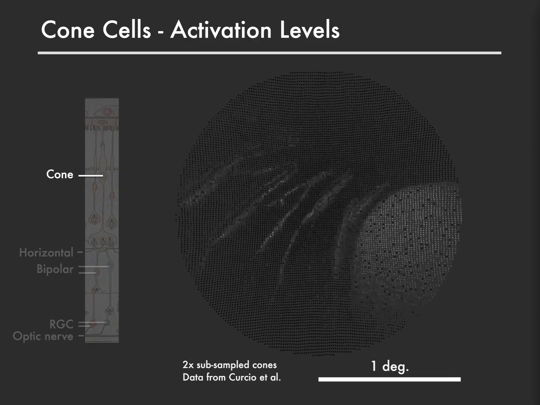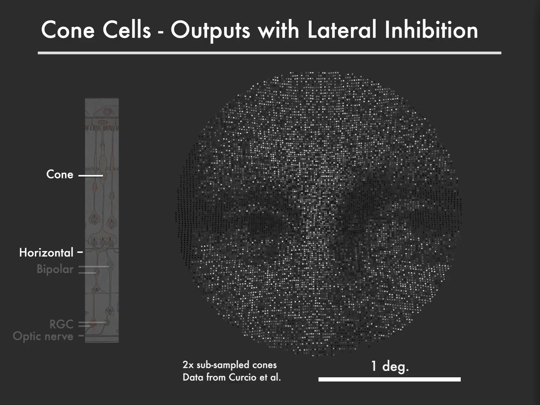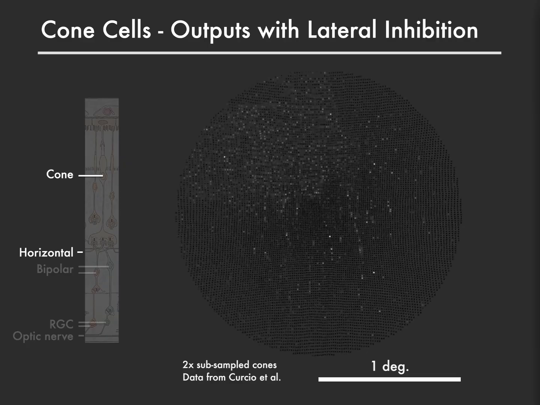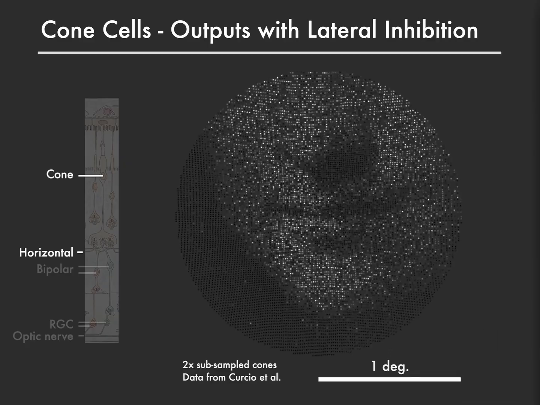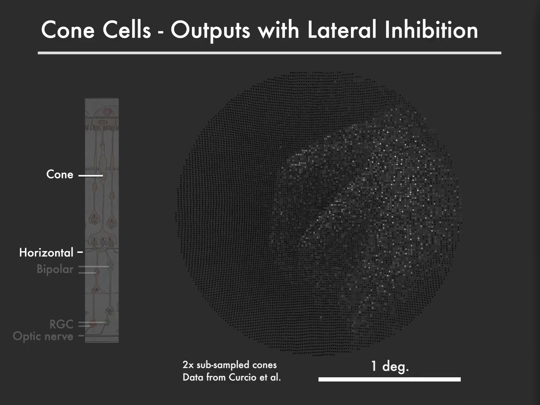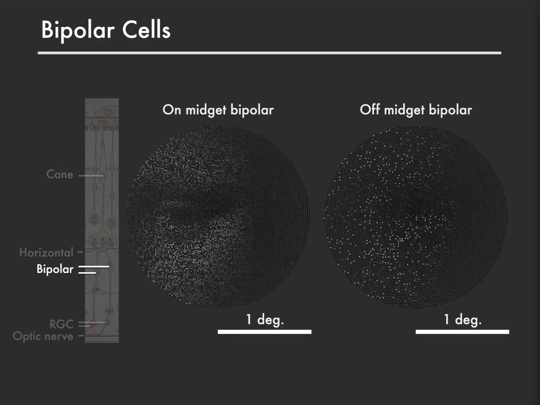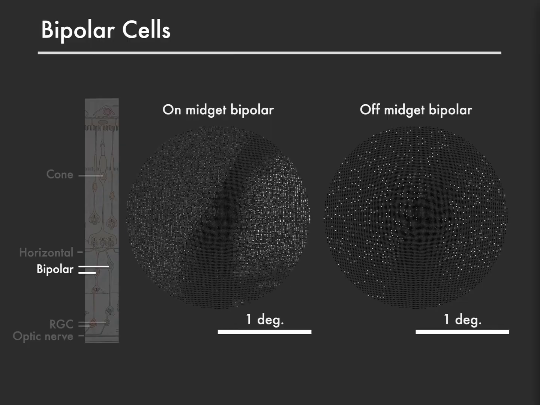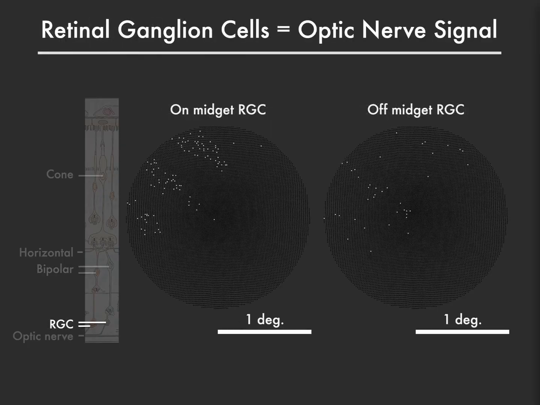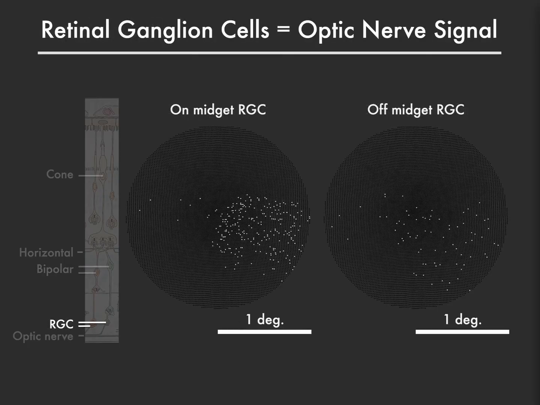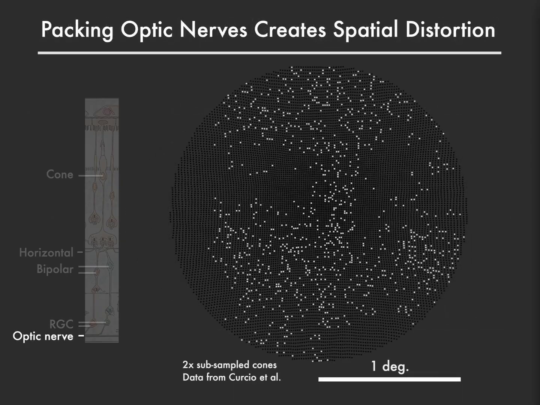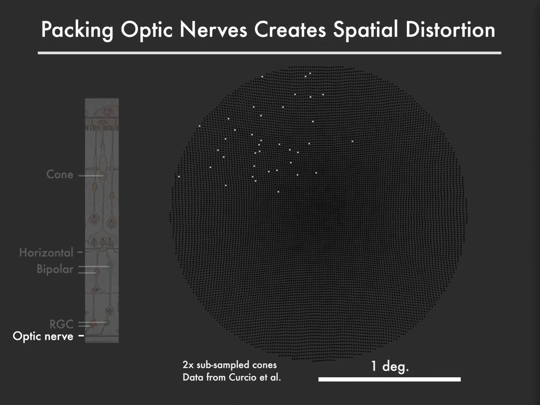There should be on and off pathways, and it is decomposed into 2 separate signals. These signals are converted to spike trains, as you see in these movies, at the retinal ganglion cell layer. So here's our simulated optic nerve signals.